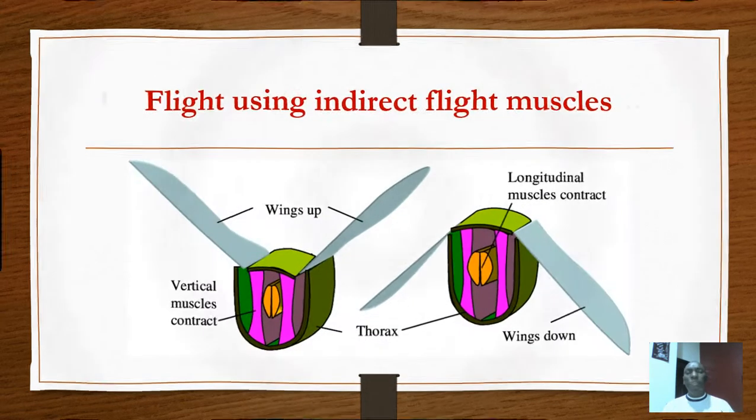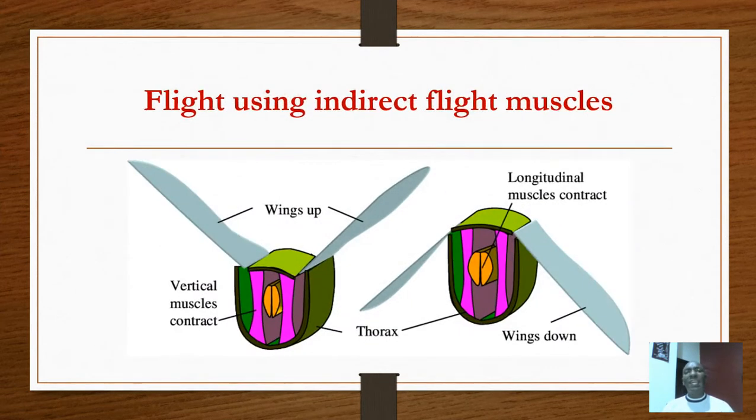Today, we move on and we look at flight using indirect flight muscles. And that flight is what we call indirect flight. Remember, just like we see in the visual here, we have the elevator muscles. We also have the depressor. Now, the elevator muscles are also called the vertical muscles, the ones you see in pink, while the depressor are also called longitudinal muscles.